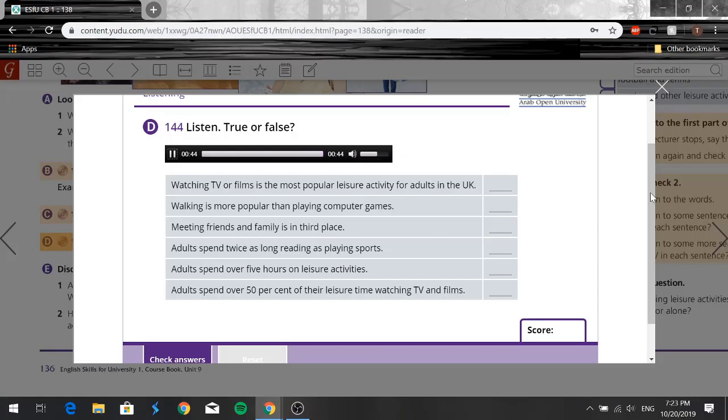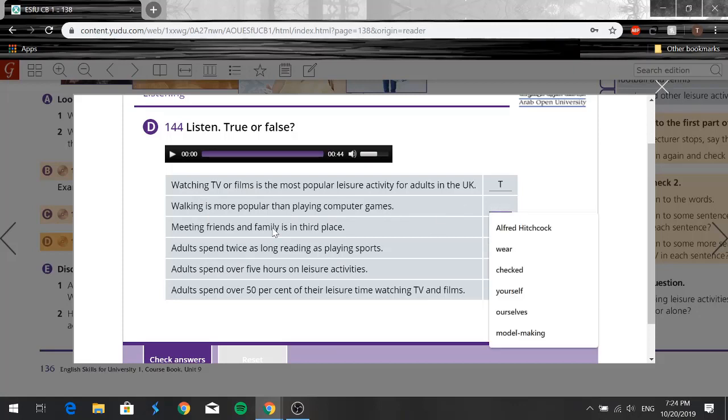Alright, so now let's check if these sentences are true or false. So we have number 1, watching TV or films is the most popular leisure activity for adults in the UK. And for that, we'll say it's true. Let me write that in capital T, right? As in true. And why did I say that? Well, because watching TV and films is the most popular activity because it is in first place according to the survey. Okay? Walking is more popular than playing computer games.